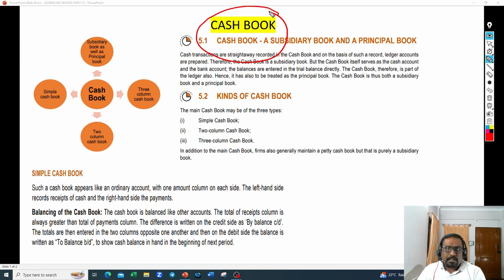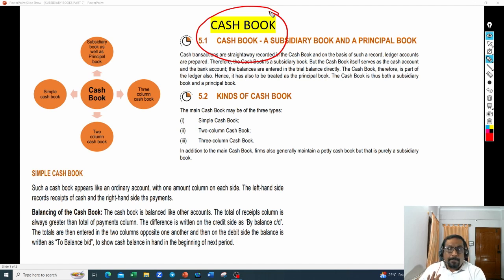Are you clear? Right. Now, when we talk about cash book, it is part of subsidiary book. Do you all agree with that? Because we discussed about 8 subsidiary books. What are those 8 types? Purchase book, purchase return book, sales book, sales return book, bills payable book, bills receivable book, cash book, journal proper. These are the 8 different books we learned, right? Out of these 8, cash book is also one among them.